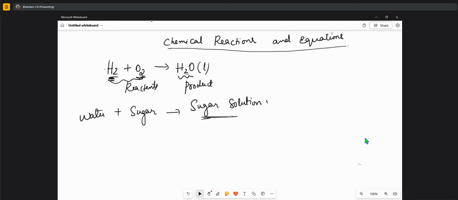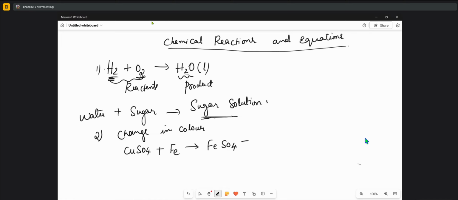Next is the change in color. The reactants can be colorless, or they may have some color, but there can be a change in the color in the product. One example of change in color is copper sulfate plus iron, you will get FeSO4, ferrous sulfate, plus copper.